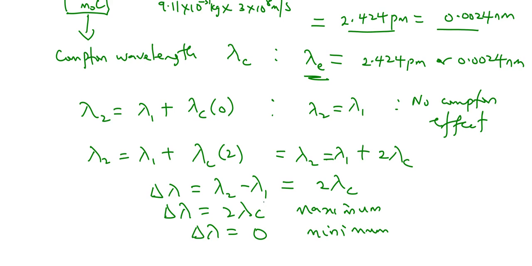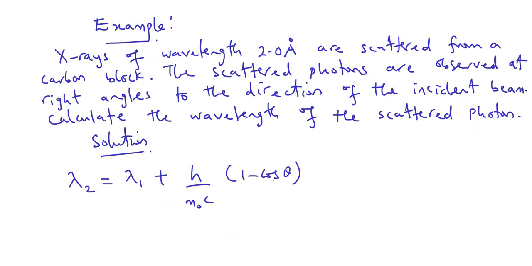Okay, so let's take an example. X-rays of wavelength 2.0 angstrom are scattered from a carbon block.